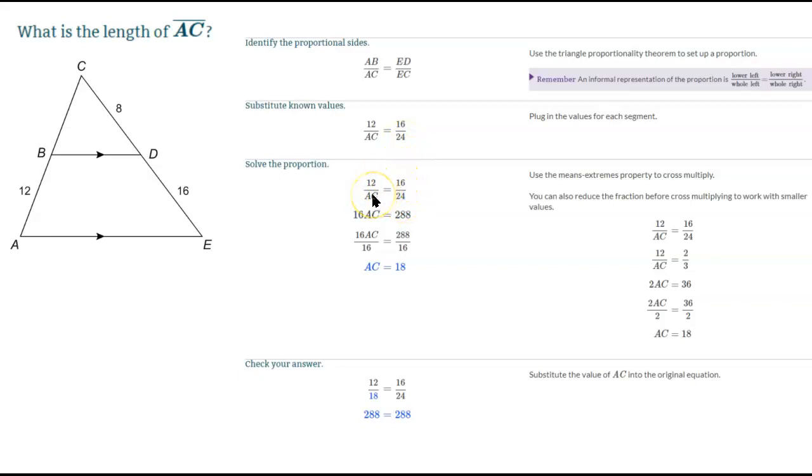Cross multiply. Notice that they've used AC as our x, because that's the length that we're looking for. AC is not separated because it's the entire line segment. So we get 16 AC is equal to 288. Therefore, AC is equal to 18 when we divide both sides by 16. Go ahead and check your work, and you see that both sides are equal to 288.